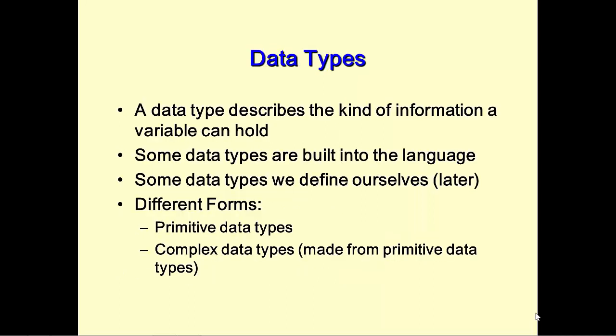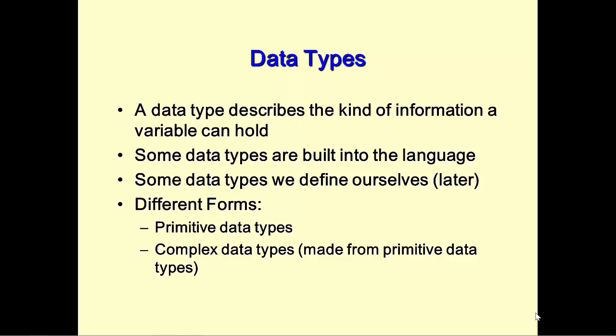So one of the first things that we have to talk about when we're talking about variables is the concept of data types. A data type describes the kind of information that we can put into a variable. Now realize that some of these data types are built into the language, and an example of this would be an int or a float in Java. And then sometimes a little bit later on we can define data types for ourselves, and this is going to push us into the concept of object-oriented programming.